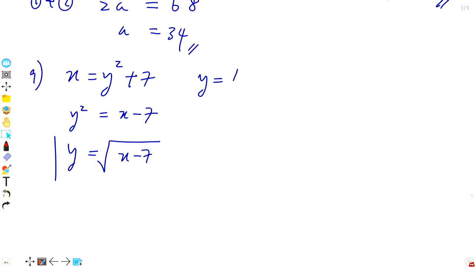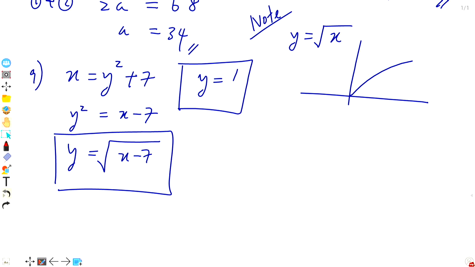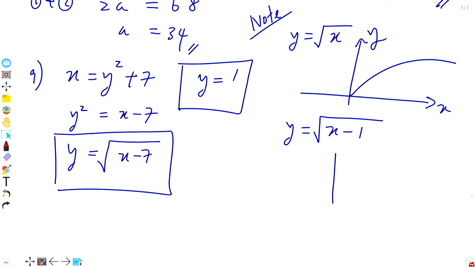So now you have to plot this with this, right? Now I will teach you how to plot square root stuff. y is equal to square root of x, the graph looks like this. If you have y is equal to square root of x minus 1, it looks like this, starting from 1.